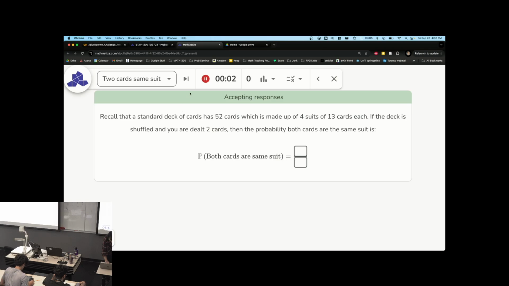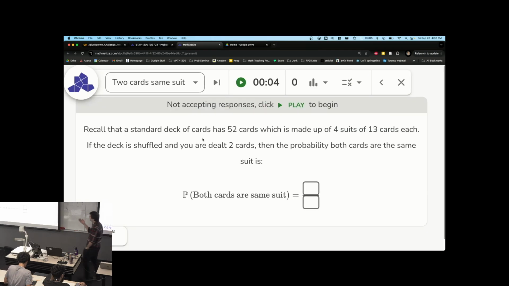Let me not let you put any answers in because I want to talk about it for a second. It's a very simple looking problem. We have a deck of cards, 52 cards in a deck. You remember what a deck of cards looks like: 4 suits of 13 cards each. Who is familiar with decks of cards? Okay, almost everyone. Fantastic. The deck is shuffled and you're dealt 2 cards. What is the probability that both cards are the same suit? So you get 2 clubs or 2 spades. You know, in Texas Hold'em, you'd say my cards are suited.